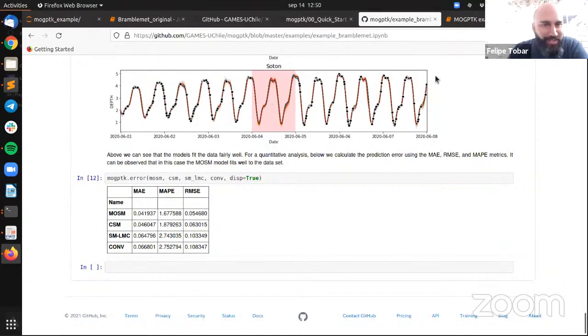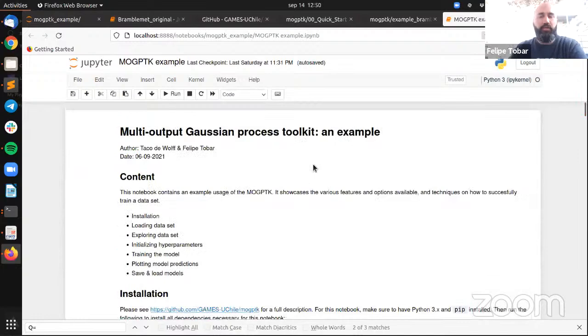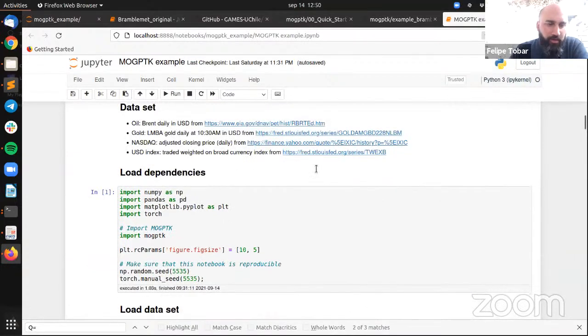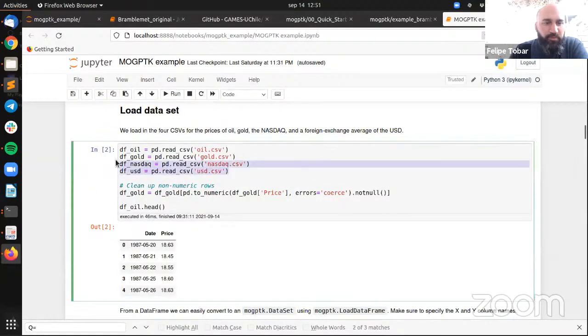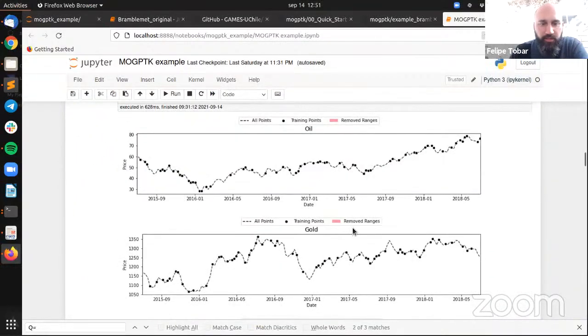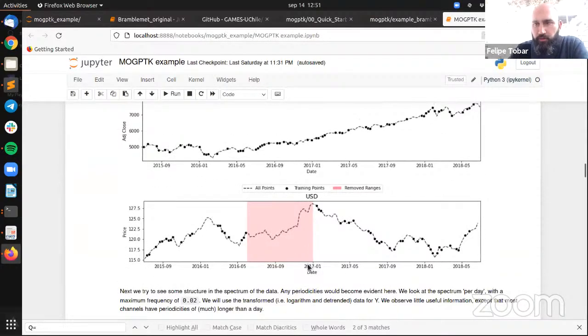sometimes things don't work. For example, this is an example that we ran only for this tutorial. We load the data set from different sources: oil price, gold price, the NASDAQ indicator, and the USD indicator. We see the data. Points denote observations that are going to be used. Dashed line denotes observations that are held out from training and only used for validation. We removed a region of the USD index to see if we can recover it.